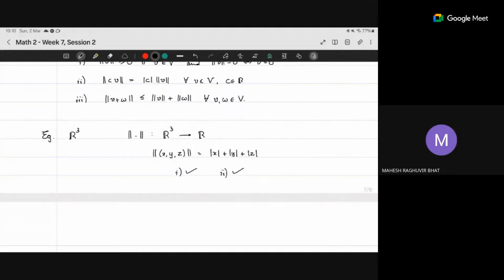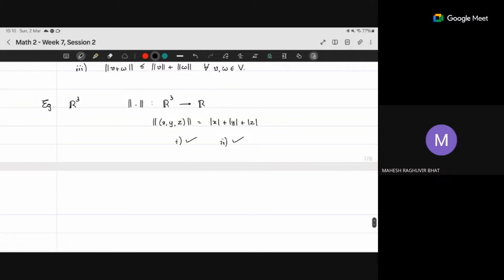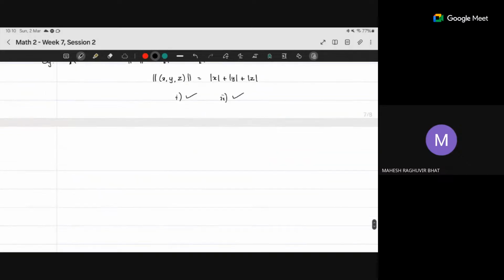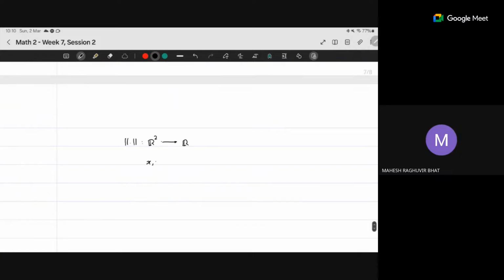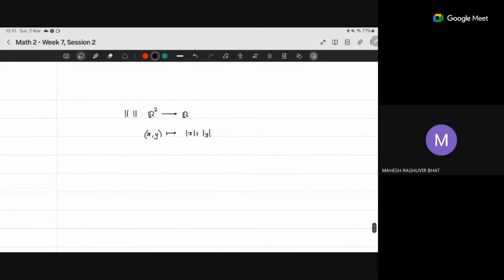And the third condition requires a little bit more work. You can square those two things and compare the two terms. Instead of R3, you can do the same thing on any Rn. So let me take the specific case of R2. The proof for any Rn is not much different. So in this case, what does (x, y) go to? (x, y) goes to mod x plus mod y. This is my new norm, right?